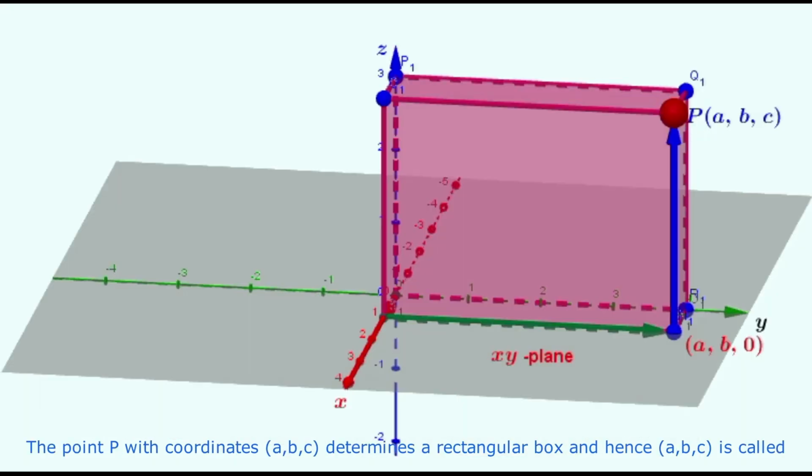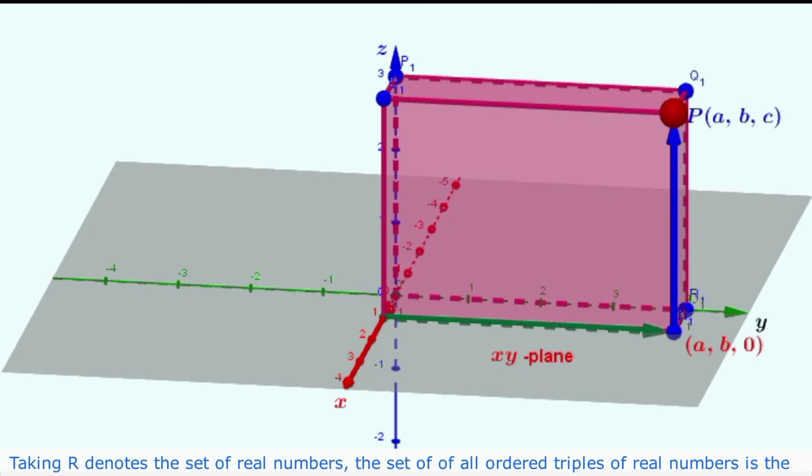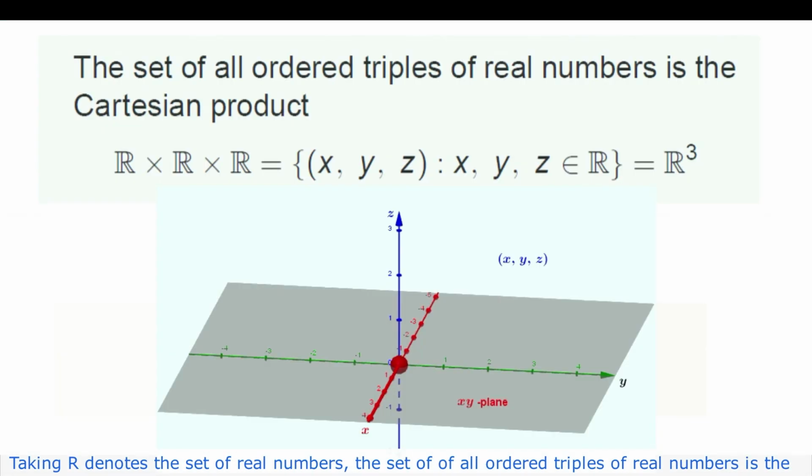The point P with the coordinates triple A, B, C determines a rectangular box. Hence, triple A, B, C is called rectangular coordinates because it is like we are forming a rectangular prism or box. Let R denote the set of real numbers.